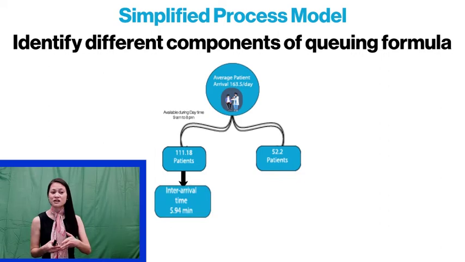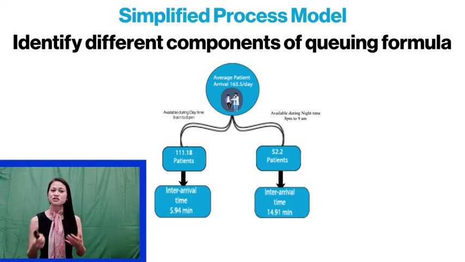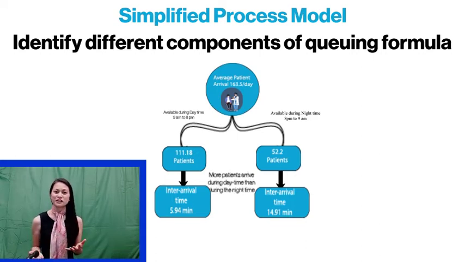So I can translate this. I have the average number of patients over the certain amount of time to get, on average, the inter-arrival time is 5.94 minutes. I can do the same thing in the nighttime. There's, on average, 52.32 patients arriving between 8 p.m. and 9 a.m., which translates into an inter-arrival time of 14.91 minutes. So you can see clearly that during the day, patients are arriving much more rapidly than in the nighttime.